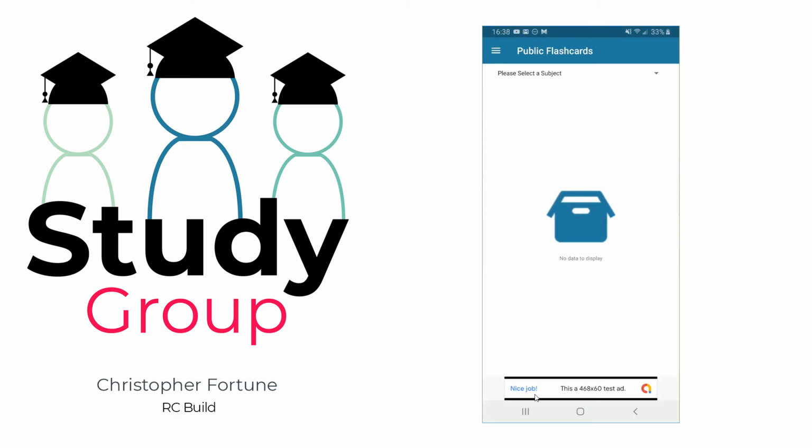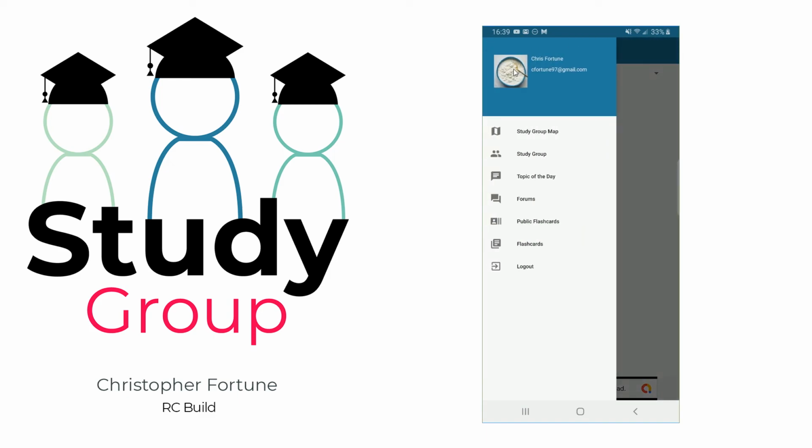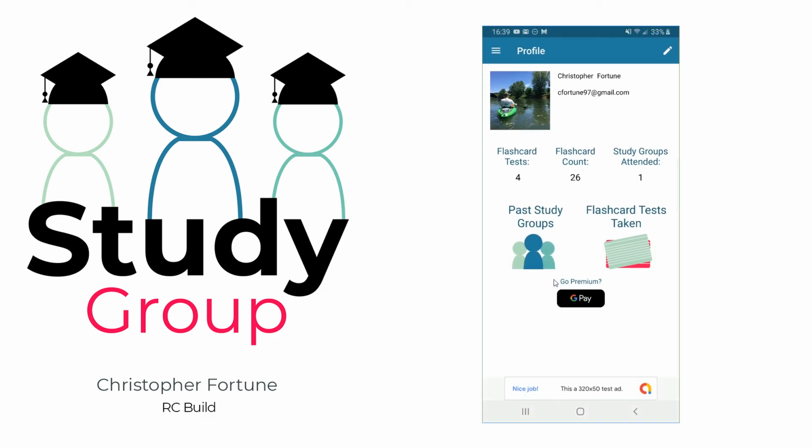Down here, this is displaying AdMob. The reason why they're displaying this 468 by 60 test ad is that if I were to display real ads, that would get either a suspension or a permanent ban on my AdMob account. So once the application is published, actual ads will be displayed in this AdMob space. Furthermore, if they were to upgrade to premium in their account, the ads would be taken down, so it would become an ad-free experience once they go premium.